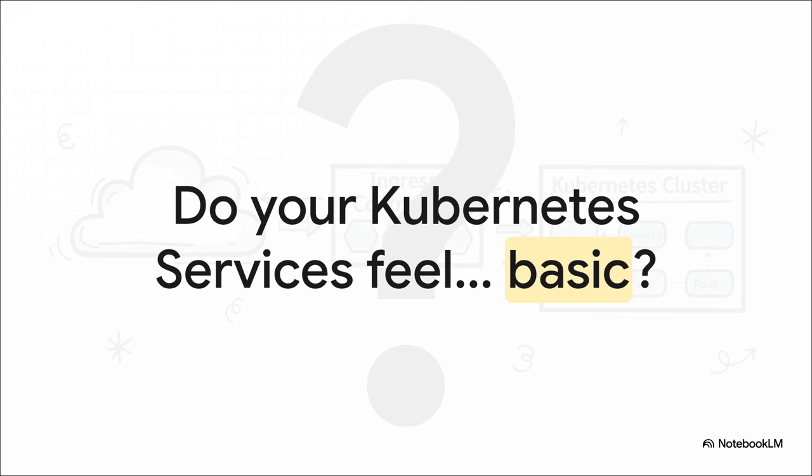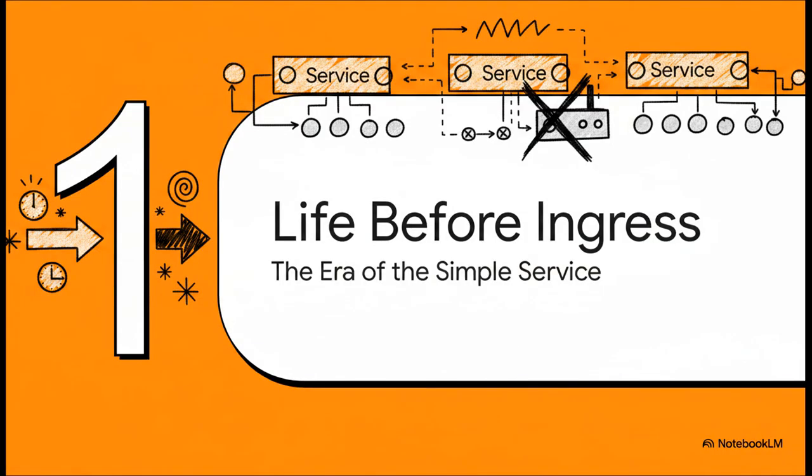Have you ever been working with Kubernetes services and just thought, is this it? Is it really this basic? If you've ever tried to expose your apps to the world, you probably know that feeling. It's like something's missing, especially if you come from a world with traditional load balancers that have all those cool advanced routing features. Okay, to really appreciate why ingress is such a big deal, we kind of have to go back in time a bit.